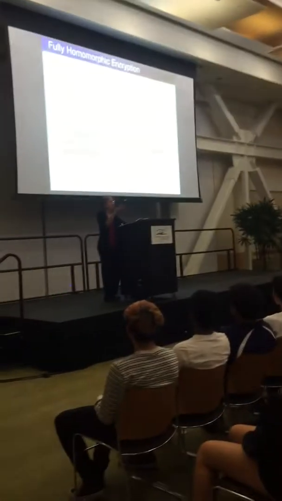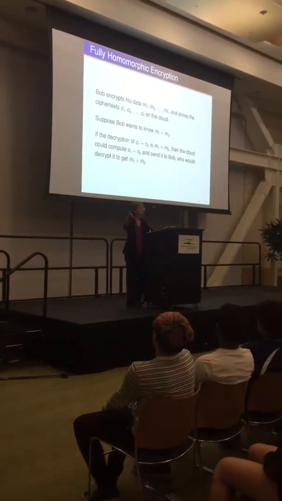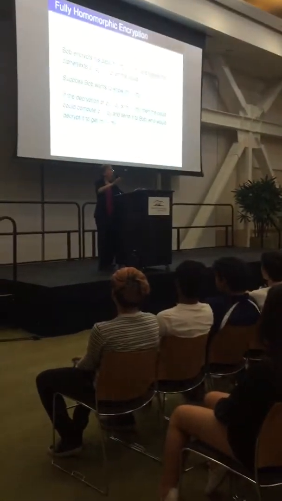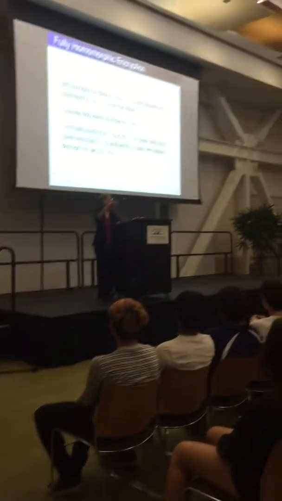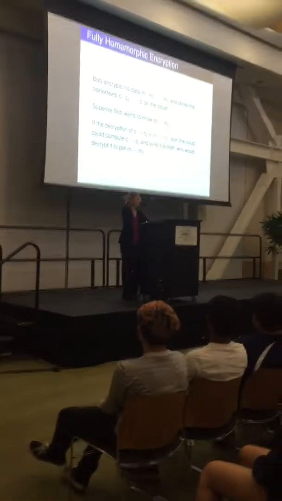Bob encrypts his data, so he has a bunch of numbers, data, M1, M2, up to M sub t. He encrypts it, or his computer encrypts it, and you get the ciphertext, the encrypted version. So that's C1, C2, up to C sub t. That gets sent to the cloud. The cloud has those ciphertexts.